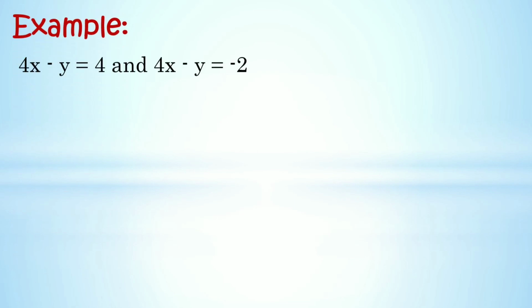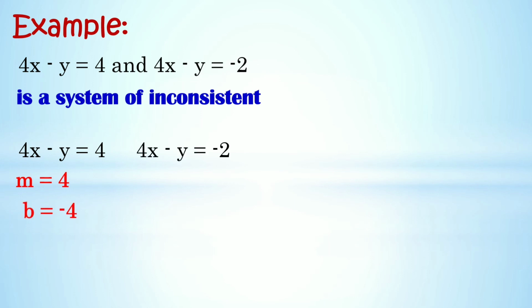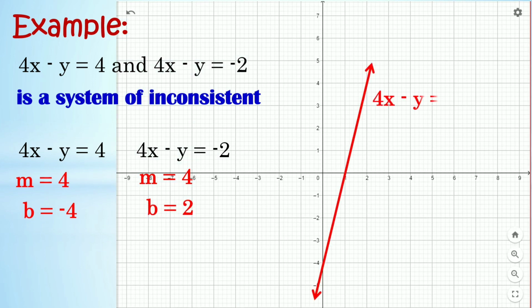So, tingnan natin yung ating nakarang example. So, we have 4x minus y equals 4 and 4x minus y equals negative 2. So, this is an example of system of inconsistent. Bakit kaya? So, sa ating first equation, we have m equals 4 and b equals negative 4. Sa ating second equation, ang kanyang slope ay 4 at ang kanyang y-intercept ay 2. At ito yung itsura ng kanilang graph.